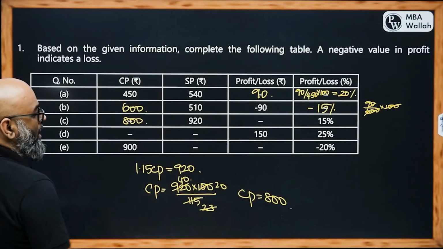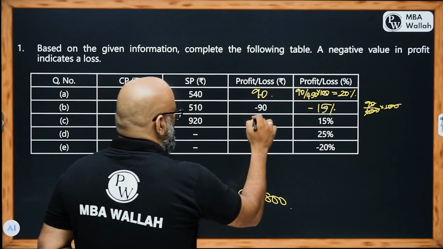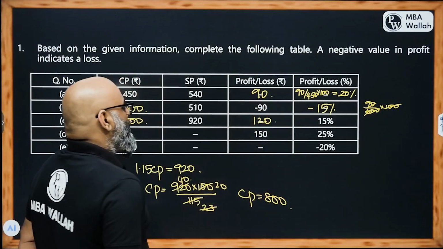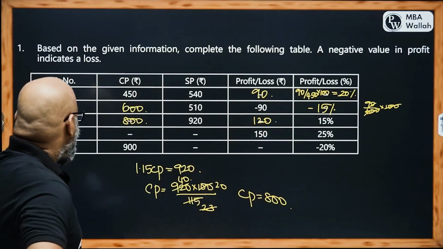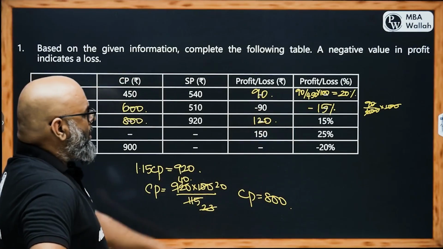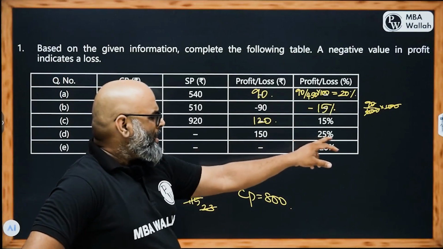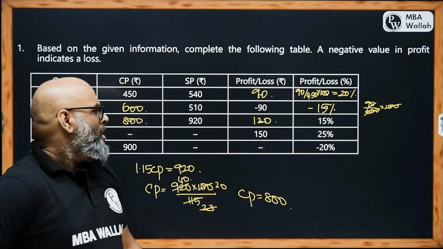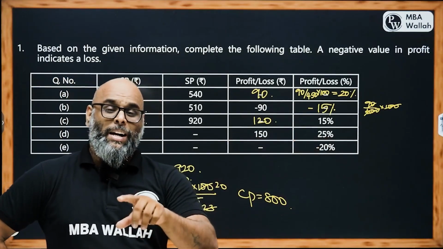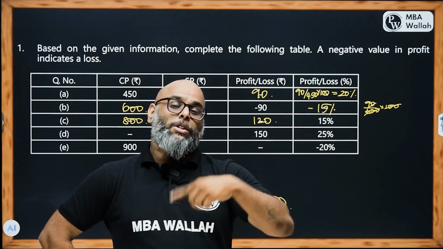So your cost price is 800. So selling price is 920. So your profit is 120 rupees. You have profit is 150. Profit percentage is 25%. So profit is computed as a percentage of cost price.